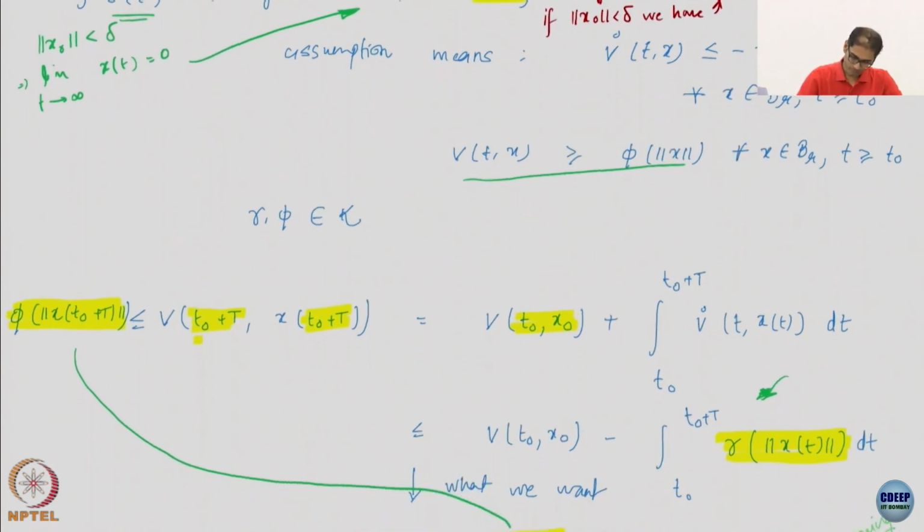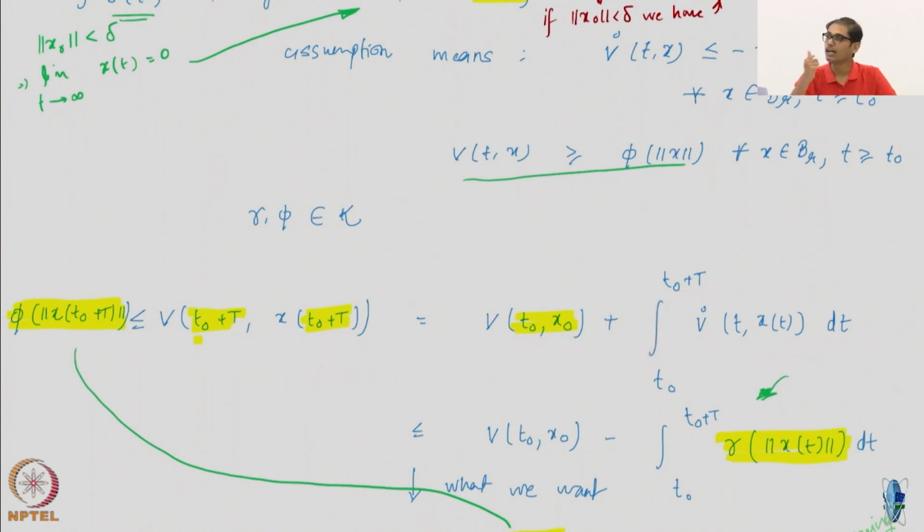Look at this. I am going to write V of t0 plus T, x of t0 plus T. Basically I'm writing the Lyapunov function value at time t0 plus cap T. I don't know what cap T is yet. All this will come out of my analysis. I'm just saying I added some cap T and I'm going to compute this. How do I compute this? Fundamental theorem of calculus. You just integrate. Nothing complicated. Starting value plus the integral from t0 to t0 plus cap T of V dot.